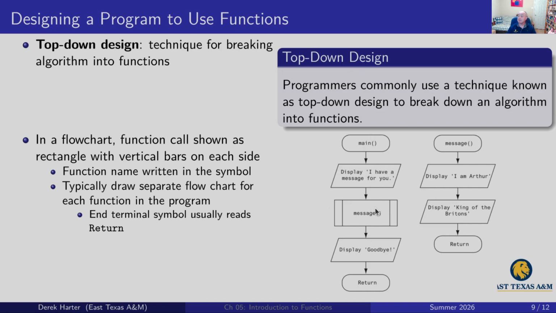In flowcharts, a top-down design will normally be represented by one of these boxes with the 2 vertical bars on it. So that means we're actually calling a function. And so when you call into a function and return from it, that itself is just another flowchart that you're jumping to that implements the function, then returns back and continues execution from where you called it. Okay?